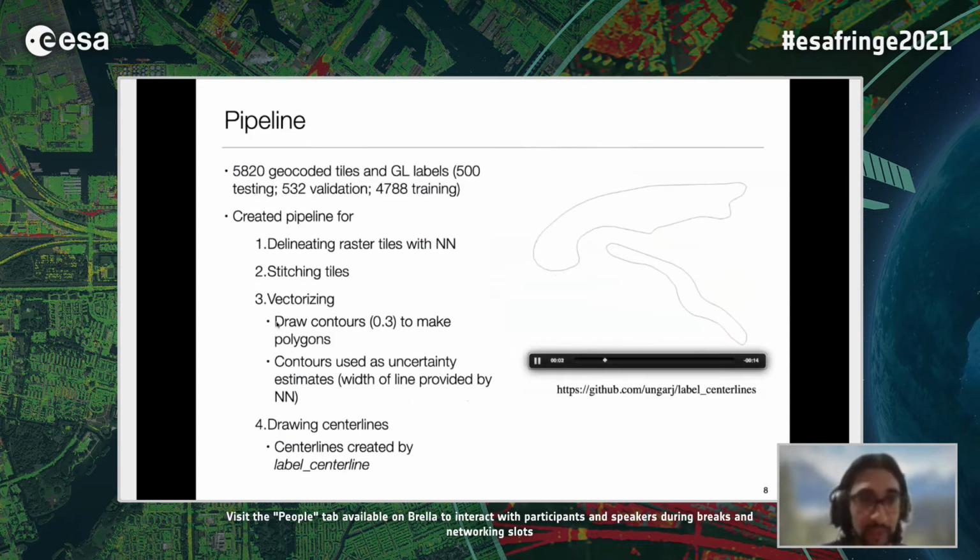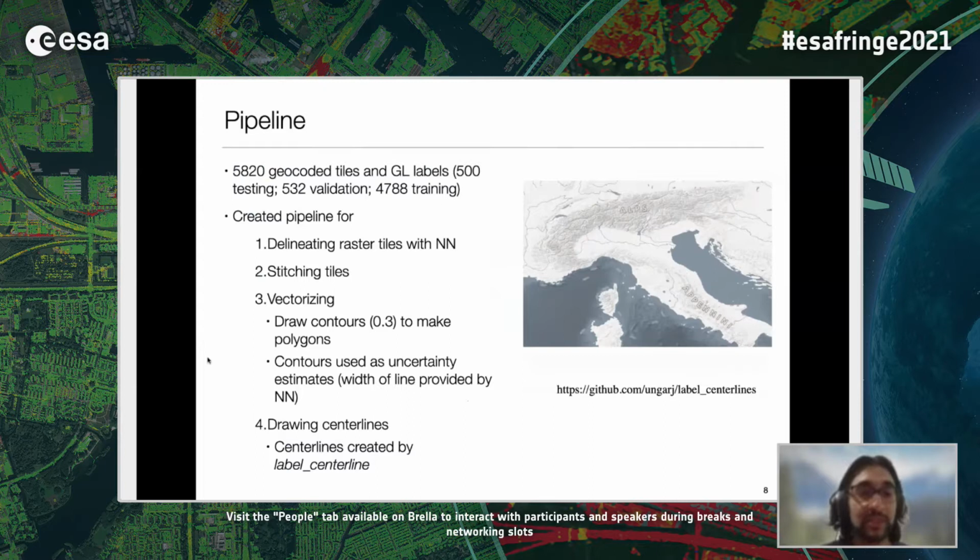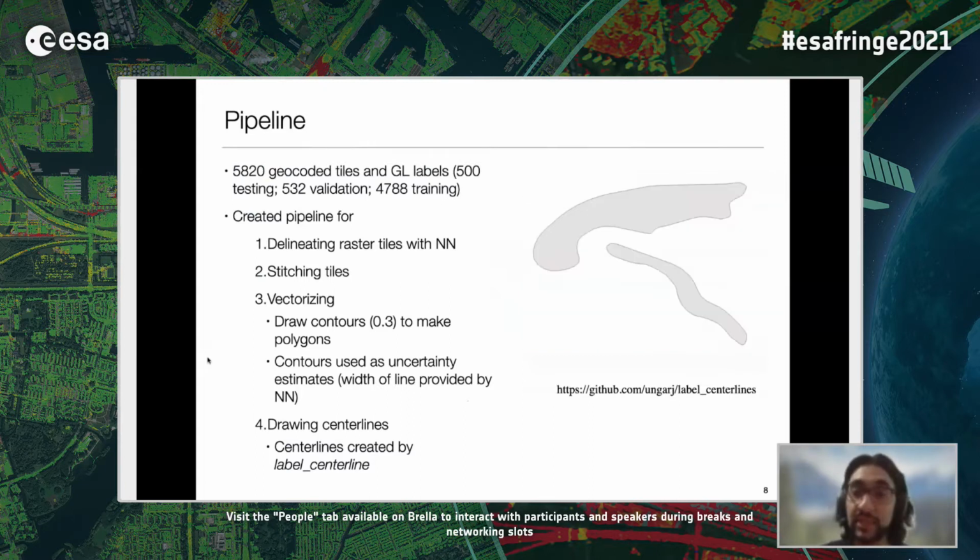So for the pipeline, we had about 6,000 training images, split into validation and training sets. First, we delineate the raster tiles with the neural network. Because these are done in smaller tiles, we then stitch them back together to do post-processing and get the right boundaries.